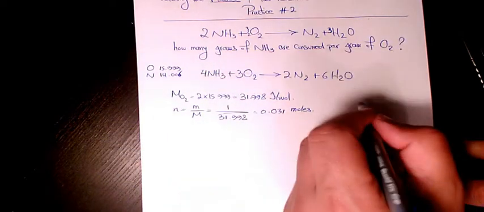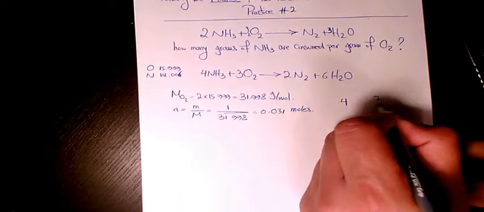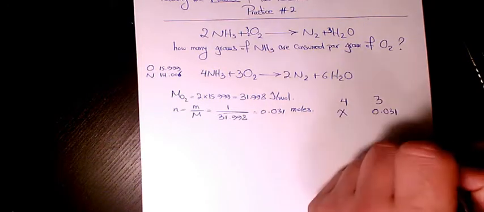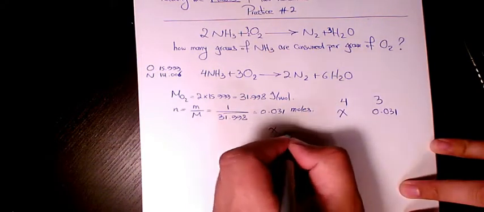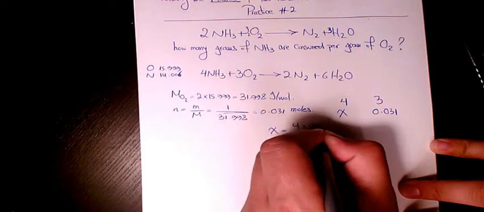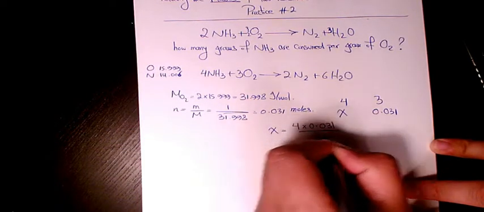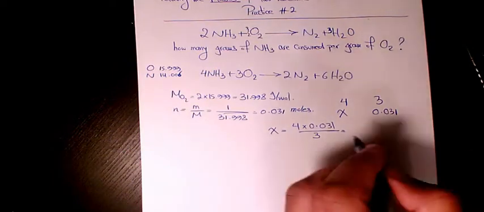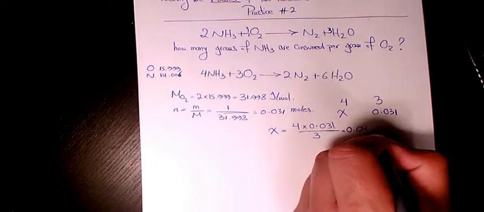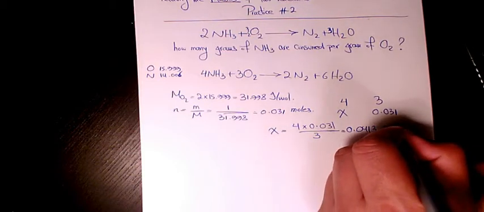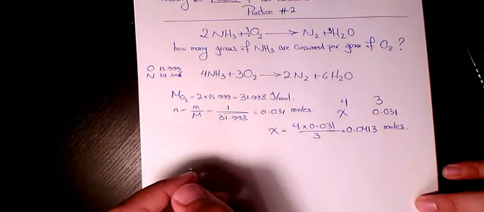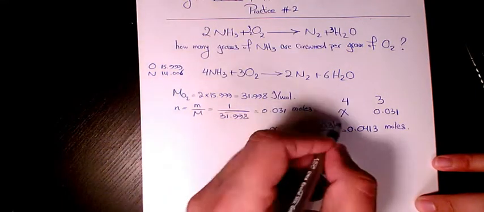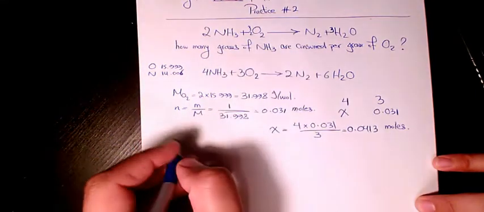Then we have the ratio 4 and 3, and here we have 0.031. How much we have here? So cross multiplication, 4 times 0.031 divided by 3, which makes it 0.0413 moles. Then I need to convert it back to grams.